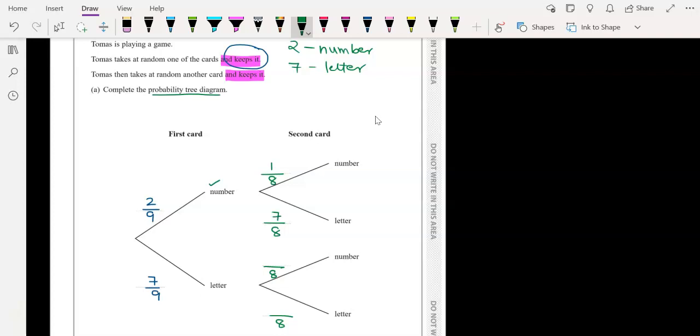Now, if the first card withdrawn is a letter card, then on the second attempt, the number of letter cards will reduce. So instead of 7, we are left with only 6 out of 8, whereas the number cards will remain the same, so we are left with 2 by 8. That's it, we have completed the diagram. Now let's move on to the questions.